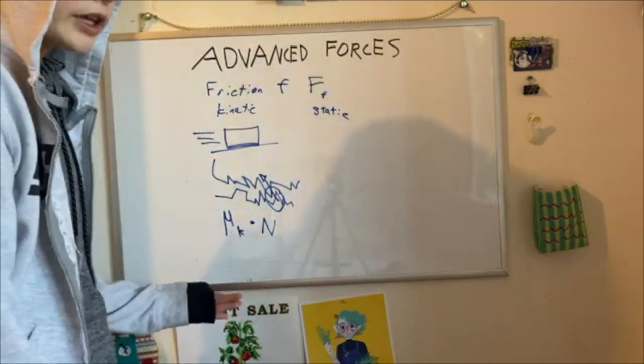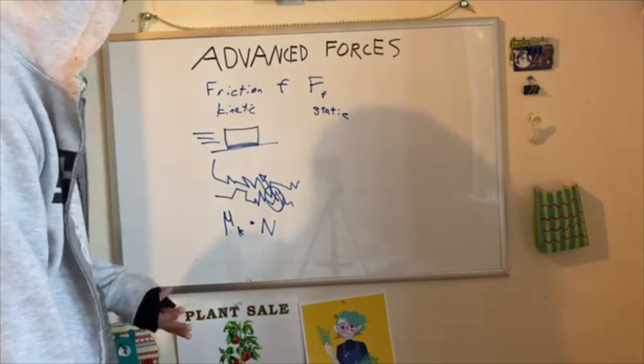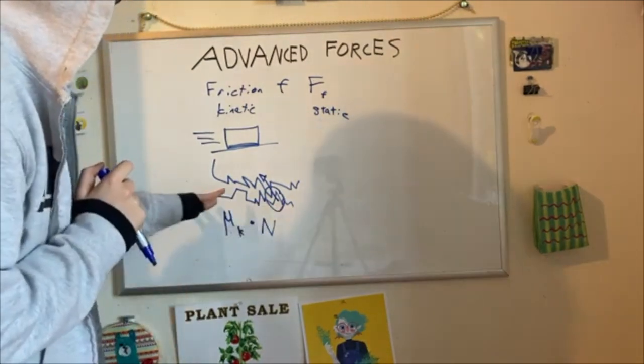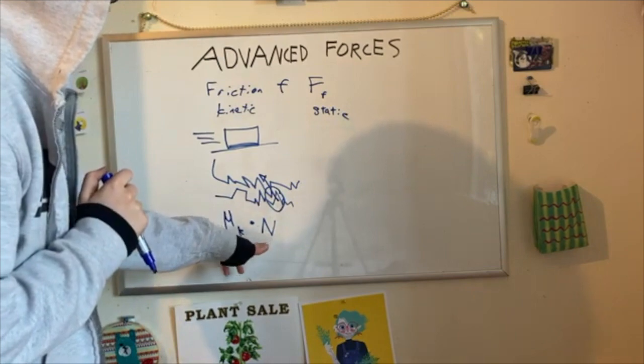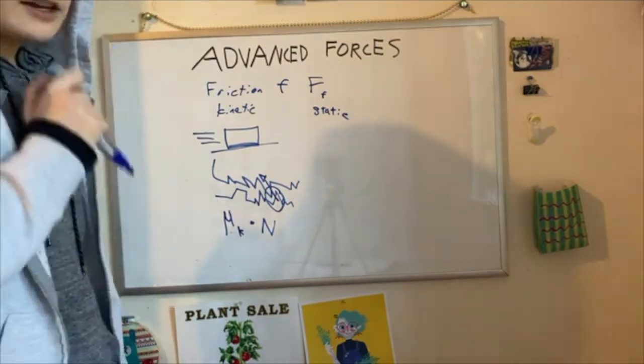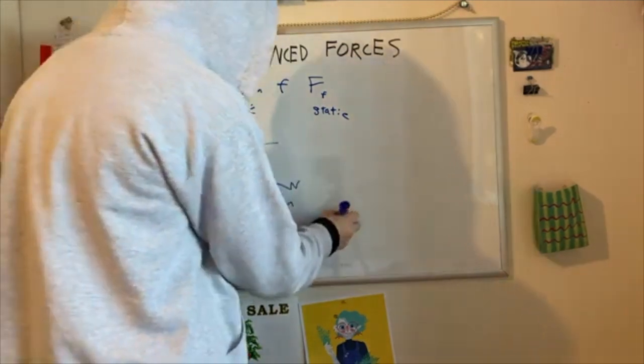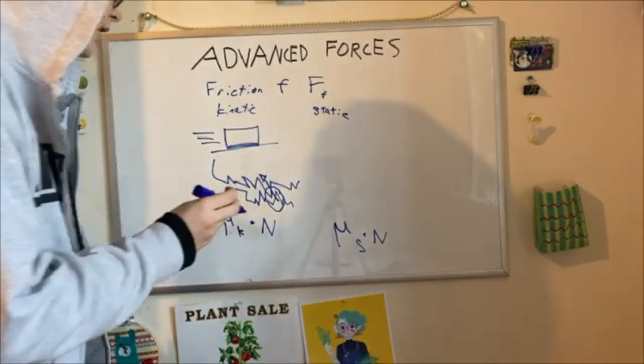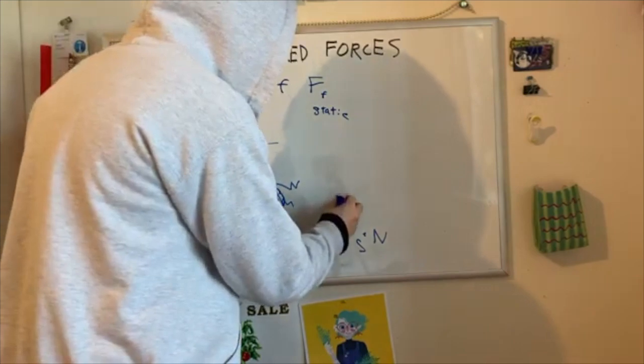This number will often be given to you if you're not asked to solve for it, and it basically denotes how rough the surface is. This is like the amount of times the normal force hits, and then that's times the normal force. Static is a little bit more confusing. It's also calculated by mu of S, coefficient of static friction, times N. This is actually the maximum static friction.